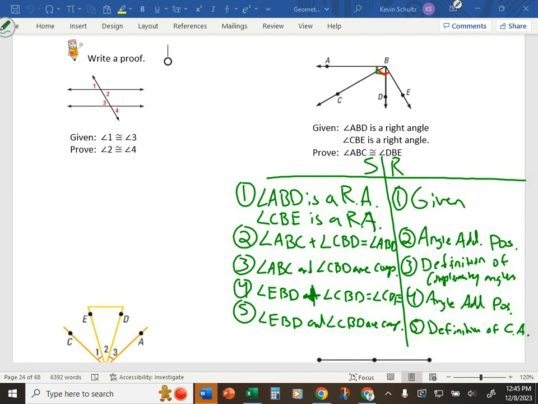Okay. And so, if we have two angles that are complementary to the same angle, which is the situation that we find ourselves in here, ABC, I should have put DBE because that's the proving statement here. But ABC and DBE are both complementary to CBD. Therefore, because of the congruent complements theorem, we can say that they are congruent.